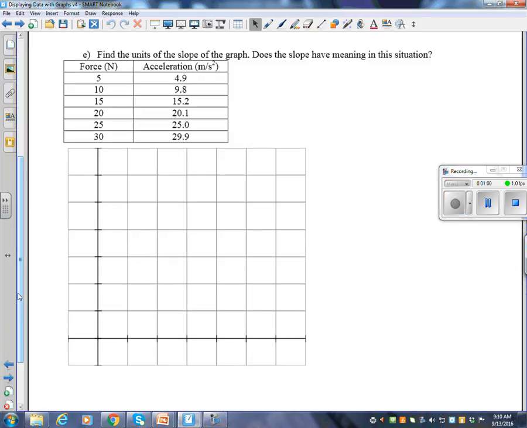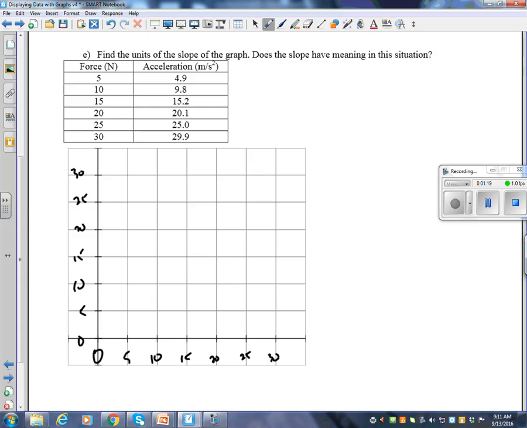You'll notice that I had no numbers across the bottom, so you should have probably gone 5, 10, 15, 20. Did everybody do that? And then up, what did you go up by? You went up by 5s as well? And everyone's able to do that, right?